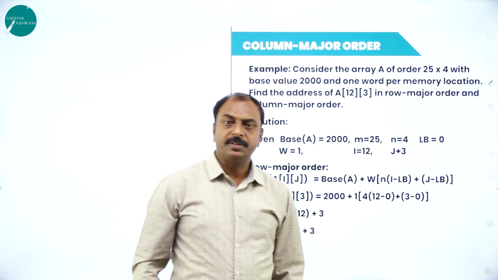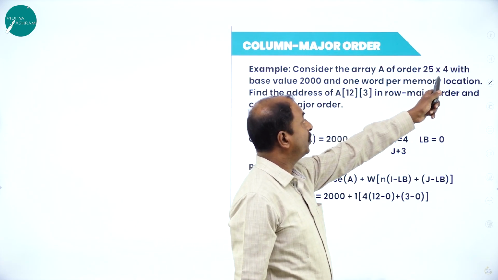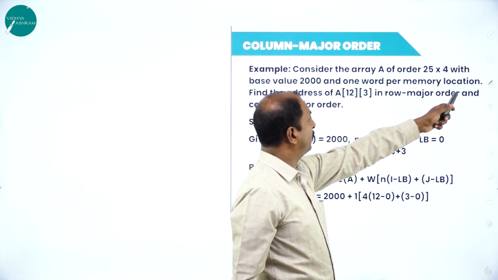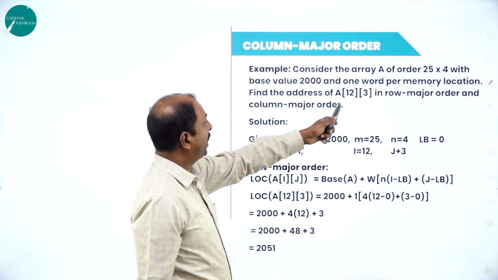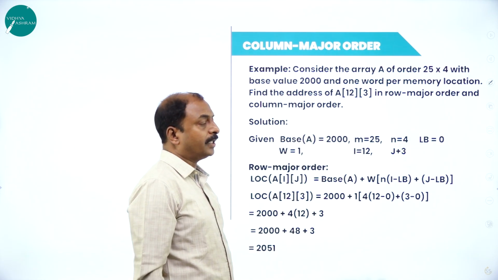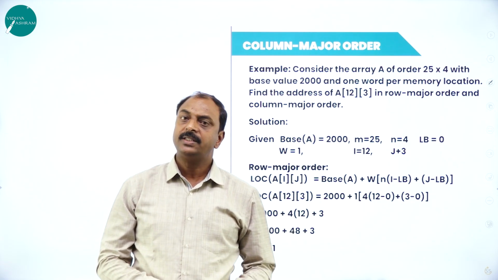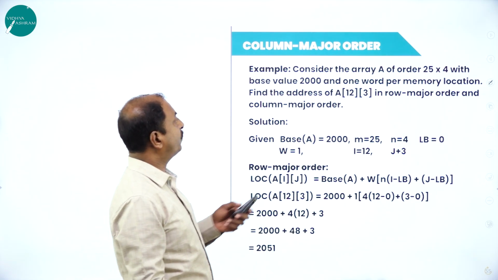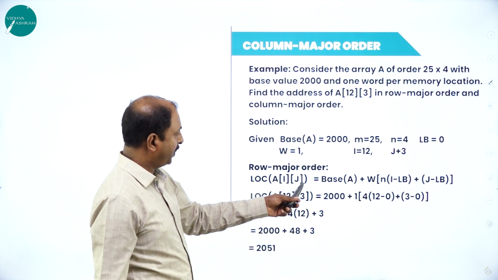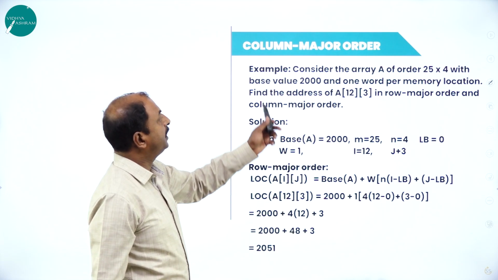Now consider one simple example here. Consider an array a of order 25 into 4 with base value 2000 and 1 word per memory location. Find the address of a of 12, 3 in row major order and column major order. Please note there is a difference in the formula for row major order as well as column major order. Now consider this for row major order. The formula is location a of i j equals base address. See, this is the formula given. Now these are the values.